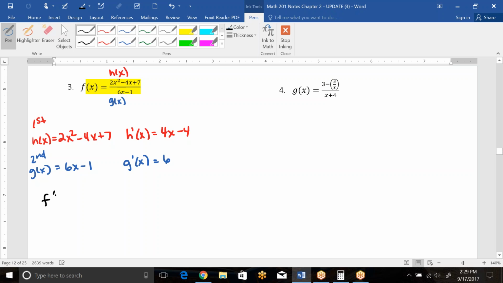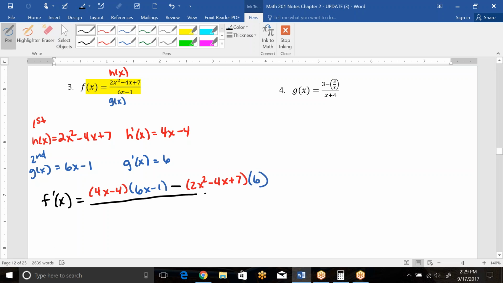So f prime of x is the derivative of the first, which is 4x minus 4, times the second function, which is 6x minus 1, subtract the first function, which is 2x squared minus 4x plus 7, times the derivative of the second, which is 6, all over the second function squared, not its derivative squared.